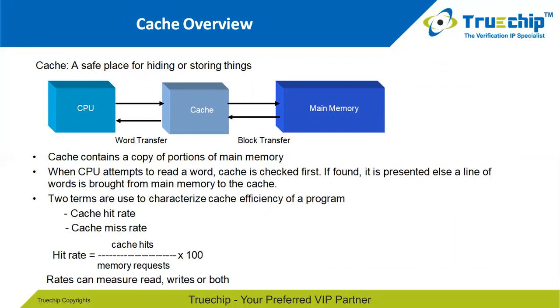Two terms are used to categorize the cache efficiency of a program: the cache hit rate and the cache miss rate. When a cache is checked and the address of the cache line is present, it is called a cache hit. And when a cache is checked and a particular address or cache line is not present, it's a cache miss. The hit rate can be calculated as the cache hits divided by the memory requests, multiplied by 100. And the rate can be measured in write, read, or both.